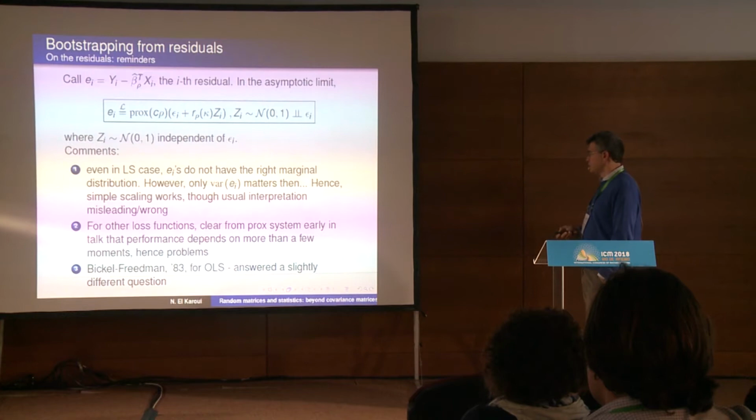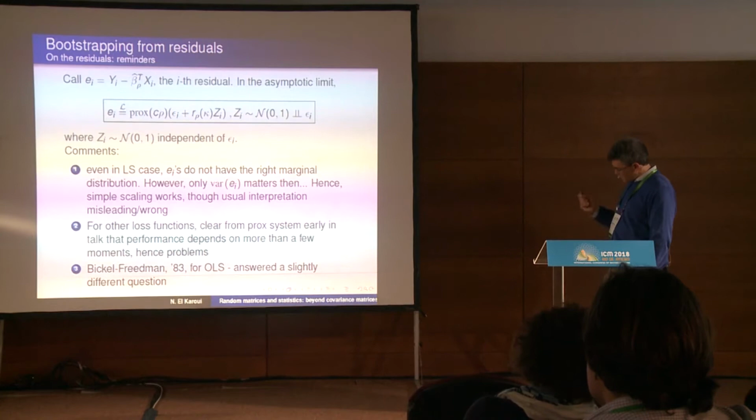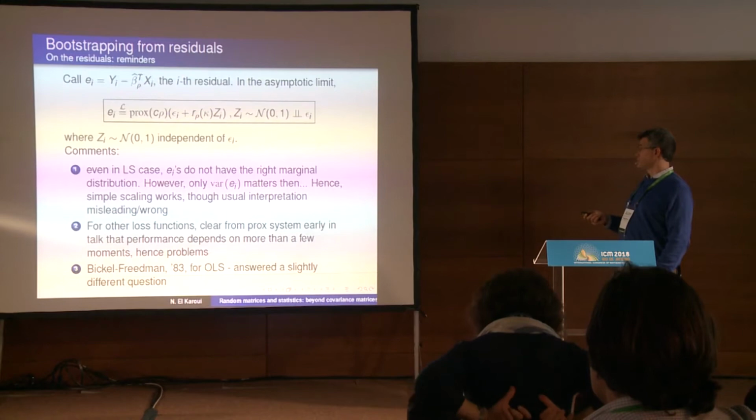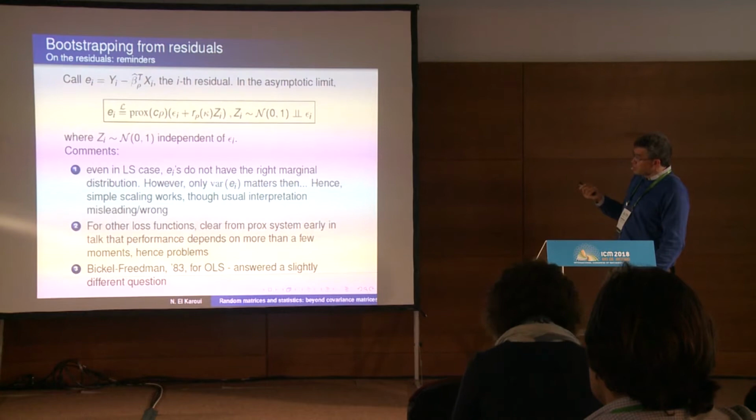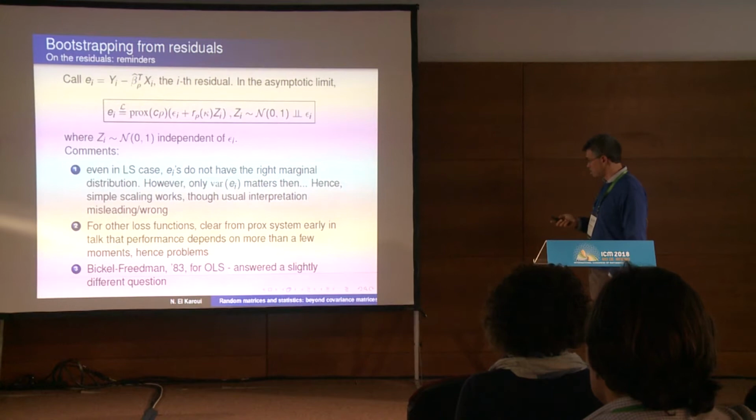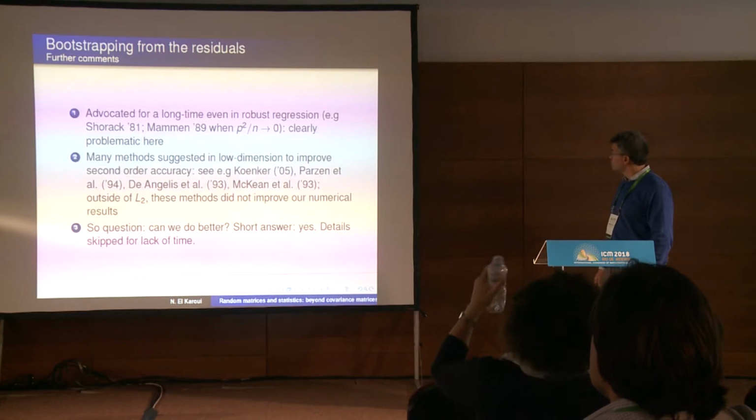Bickel and Freedman worked on a very similar problem for ordinary least squares. They asked, can you find a direction where the bootstrap fails even after rescaling? And they proved that yes, for them the bootstrap failed. For us, after rescaling, because we're asking a much simpler question, which is, does it work on pre-given projections? It actually does work there. But of course, it doesn't work in the case we need it, where rho is not squared error.